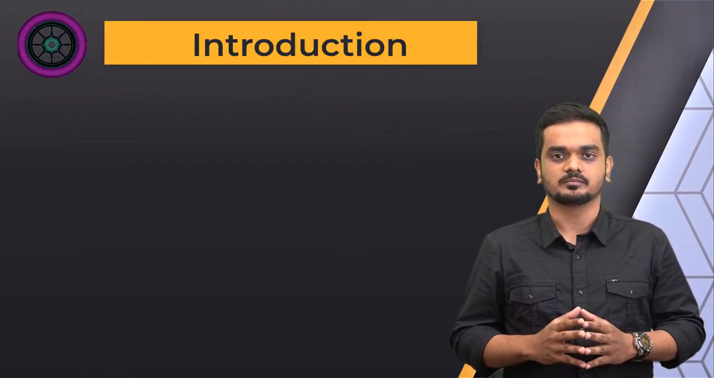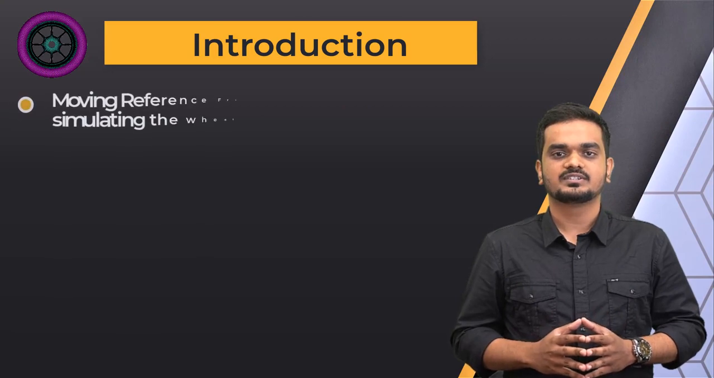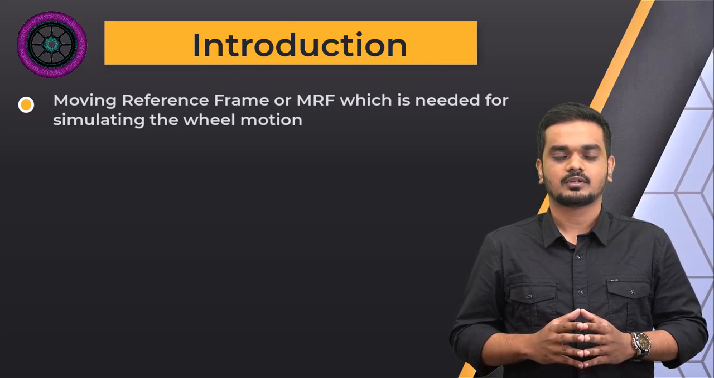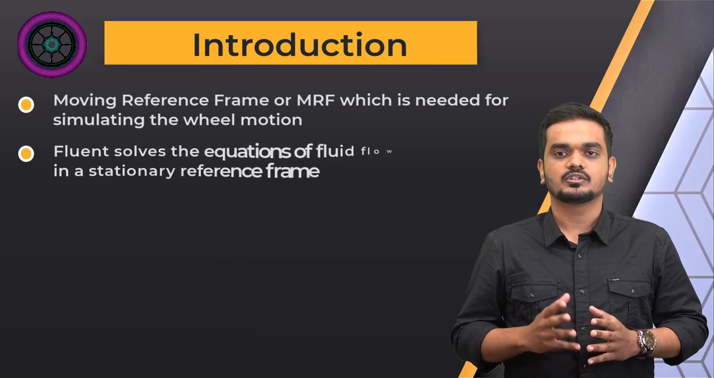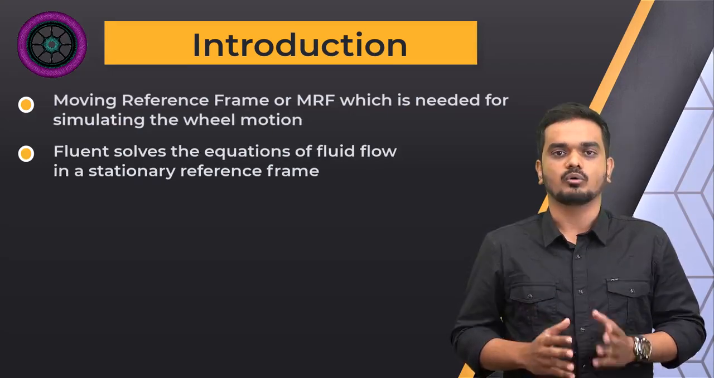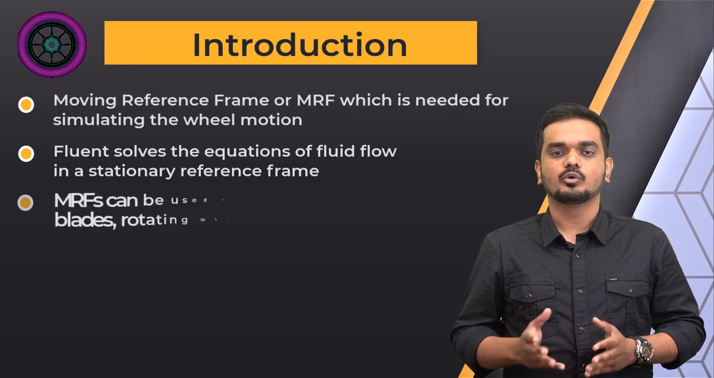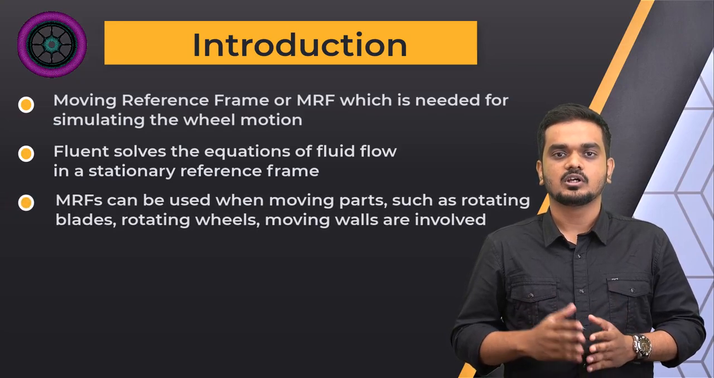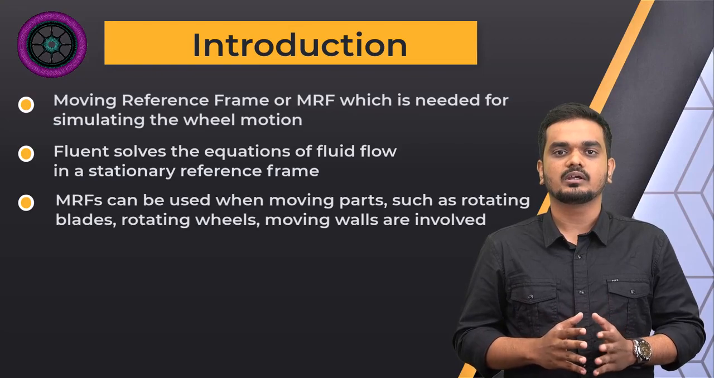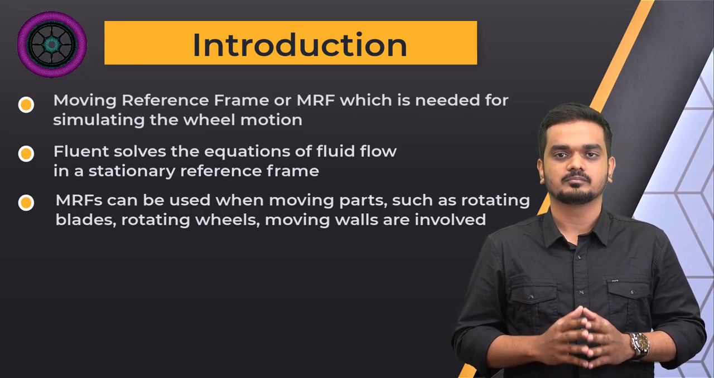Once the CAD is clean, we will start modifying it for meshing. We will start with a brief discussion on moving reference frame or MRF, which is needed for simulating the wheel motion. By default, Ansys Fluent solves the equations of fluid flow in a stationary reference frame. However, in problems where moving parts such as rotating blades, rotating wheels, and moving walls are involved, it is advantageous to solve these equations in a moving or non-inertial reference frame.